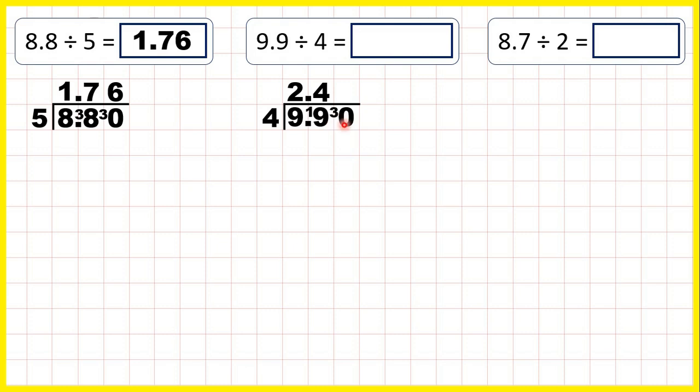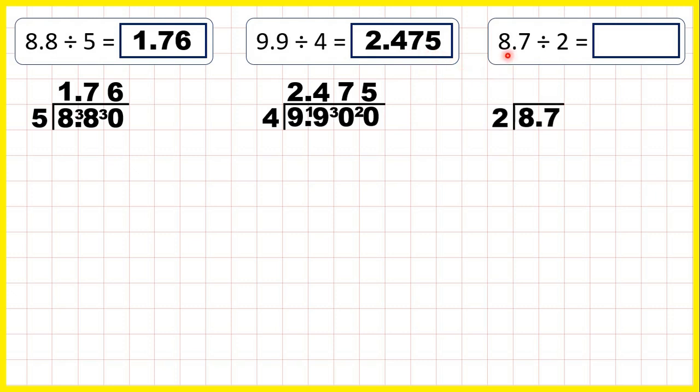But now we have 30 divided by 4. That's 7 remainder 2, so we need another 0 in our dividend to write the 2 in front of. So we've extended our dividend into the thousandth place, and we can do that because 9.900 is the same as 9.9. But now 20 divided by 4 is 5 with no remainder, so our answer is 2.475.